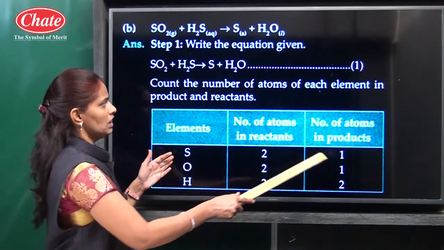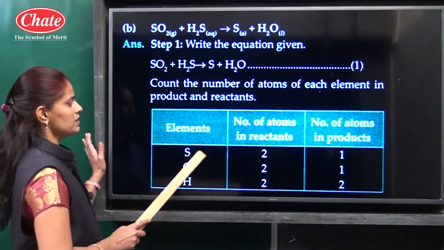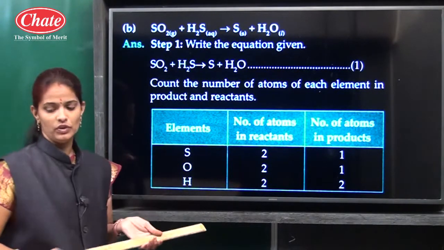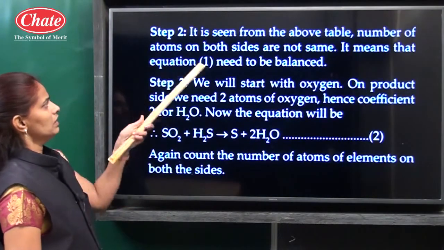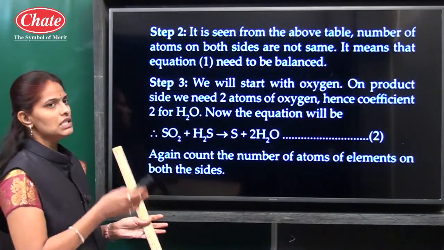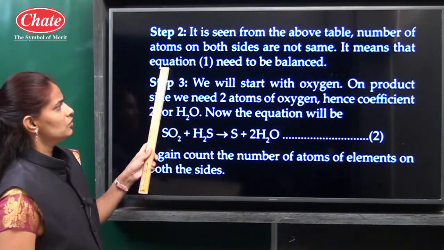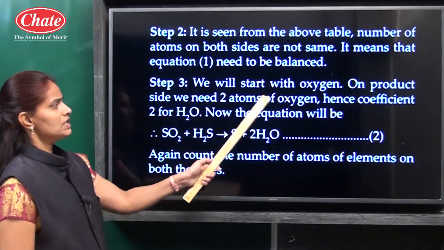Okay, so here from this side we see the number of sulfur and oxygen atoms are unbalanced. So it is an unbalanced reaction. Then we have to balance the number of atoms of sulfur and oxygen by using a coefficient. So step 3, we will start with oxygen.